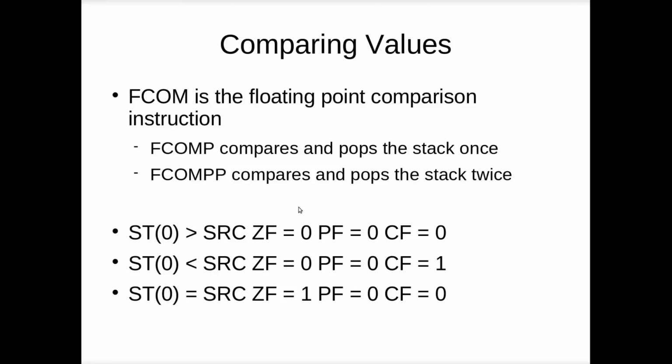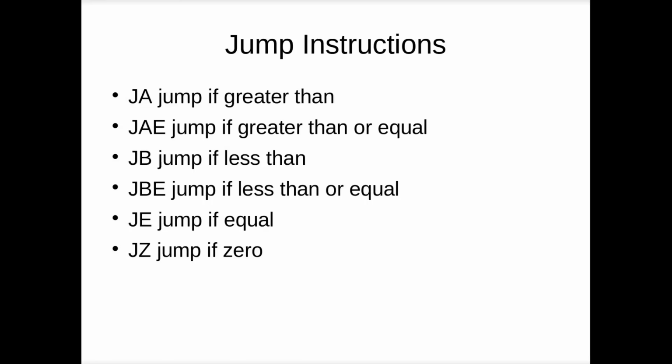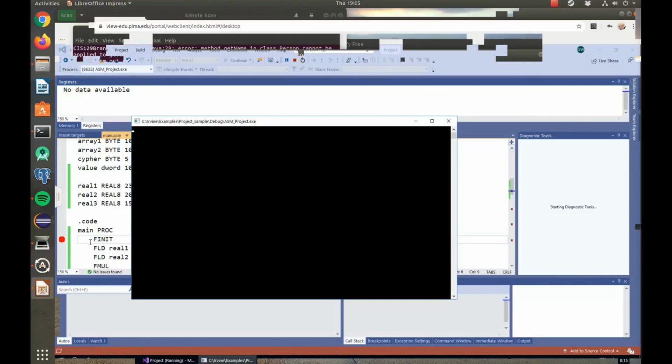And then we have FCOM, which basically compares the two values together. This is basically the same as CMP in the ALU. Essentially, you can use this for doing comparisons, and then use basically the same jump commands as before. So what I'll do now is show you some code of how this works in action.